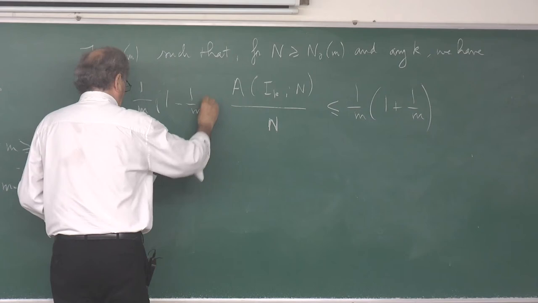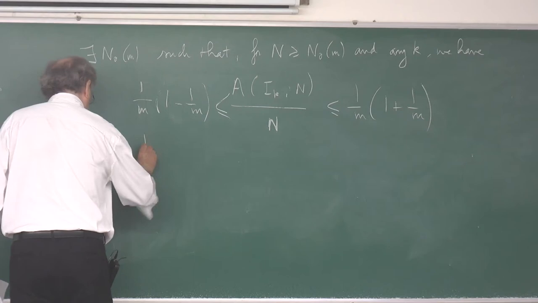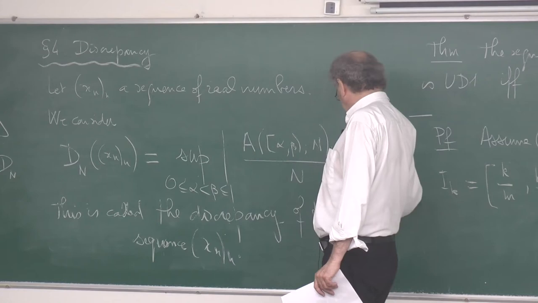Okay, this is just because for each k the limit is 1 over m, and you have only finitely many of them, and so you are happy with that. Okay. Now let us consider an interval J. And what we want, you see, is to say that the discrepancy is here. So we take an interval J, and we want to say something about this term.